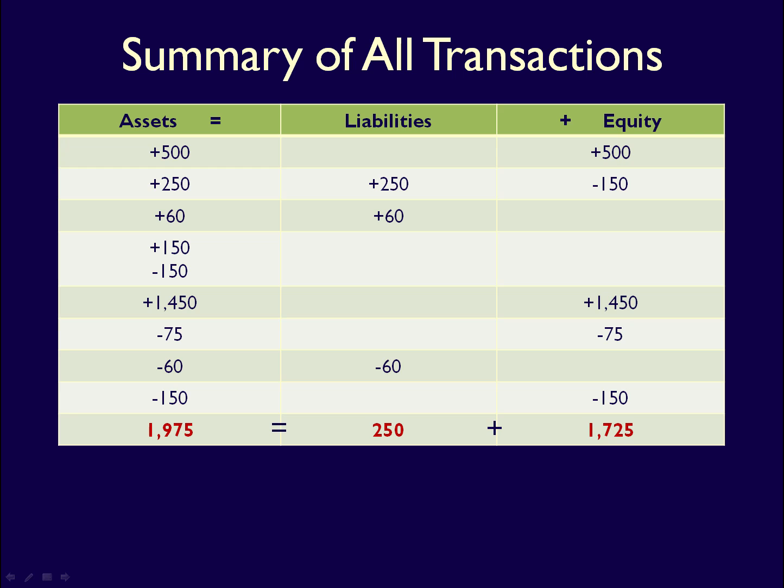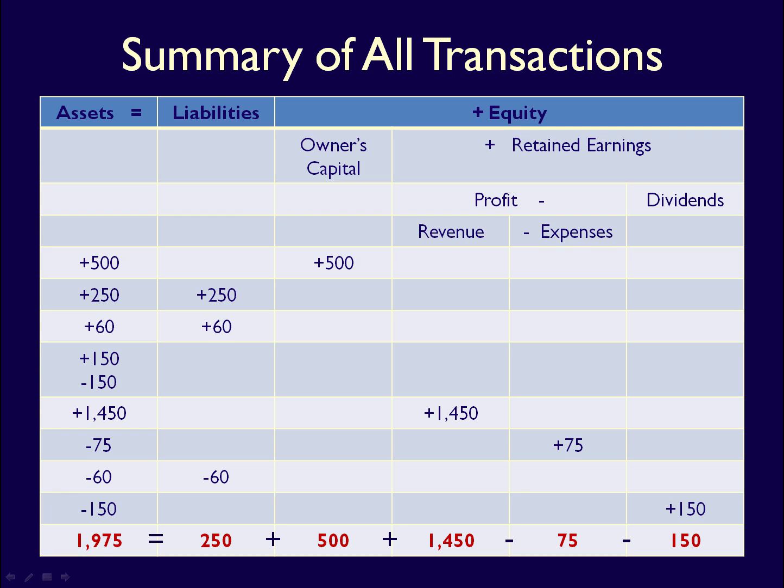For instance, here we know that assets equal $1,975. That's equal to liabilities of $250 plus equity of $1,725. But we don't know what the profit for the business was because the basic accounting equation will not tell us that. We then use the expanded accounting equation to gain additional information that the basic accounting equation wouldn't give us. For instance, using the expanded accounting equation, we know that the profit was $1,375. That's made up of revenues of $1,450 less expenses of $75.